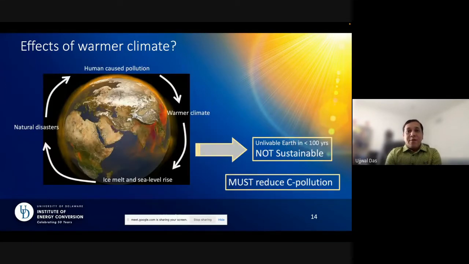So I hope I was able to convince you now that the human caused pollution that creates warmer climate, and the warmer climate melts ice and sea level rise, which causes natural disaster. Now, if you continue this cycle forever, our Earth will be unlivable in less than 100 years. So, which is definitely not sustainable. And we need to act very aggressively now, and we must reduce this carbon pollution.